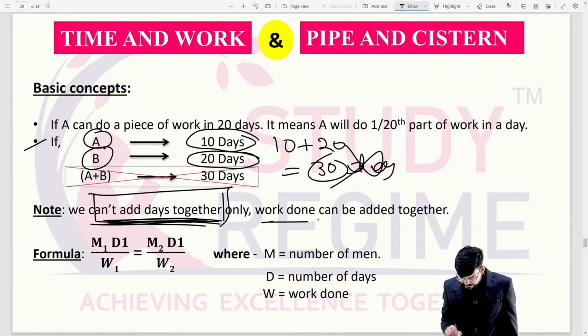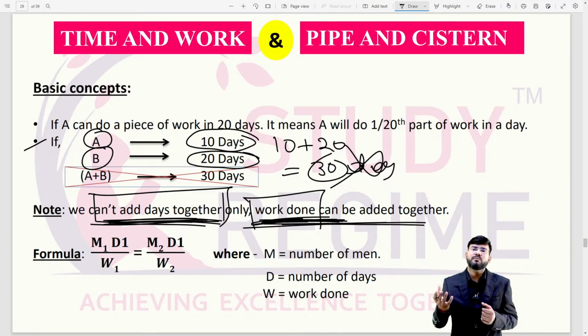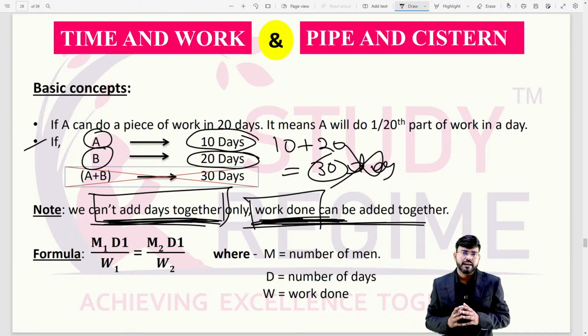Only work can be added. The work done can be added together. Suppose A is doing some work and B is also doing some work. Now A and B are both working, then the amount of work done is equal to the work done by A plus the work done by B. Clear? You will add together only the work done by them. You cannot add days. Clear?